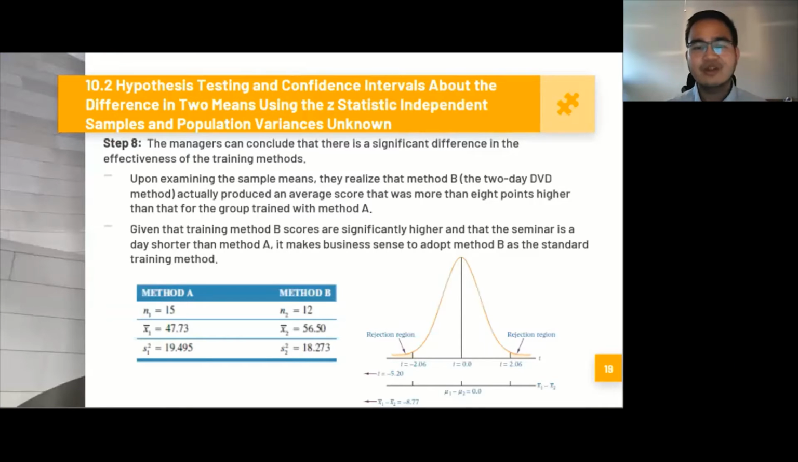On step 8, we can already form a conclusion. The managers can conclude that there is a significant difference in the effectiveness of the training methods. Upon examining the sample means, they realized that method B, the two-day DVD method without the Q&A session, actually produced an average score that was more than 8 points higher than that for the group trained with method A. As you can see in the means, we have 56.5 for method B and just 47.73 for method A.